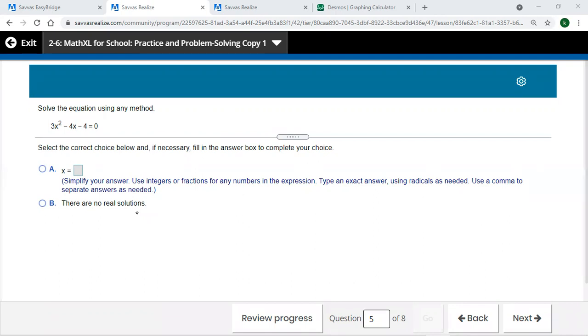If you're needing a little help, let's see what we can do here with Algebra 2, Lesson 2-6. We're over halfway done there. That's a good thing. And we're up to problem 5 there. So we are working with quadratic formula, the discriminant, solve using any method.